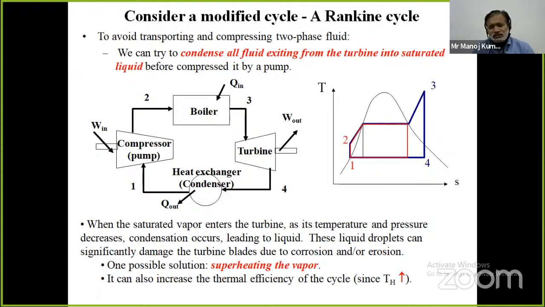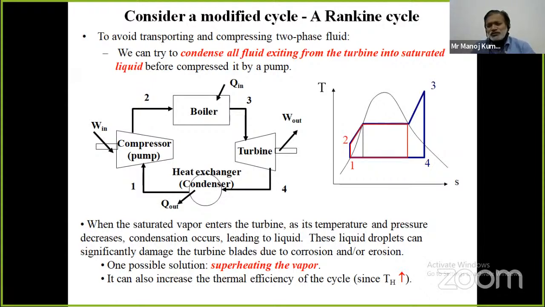So this cycle is the Rankine cycle. It is quite different from the Carnot cycle, where the Carnot cycle consists of 2 reversible isothermal processes and 2 reversible adiabatic processes, while the Rankine cycle consists of 2 reversible adiabatic processes and 2 reversible isobaric processes.